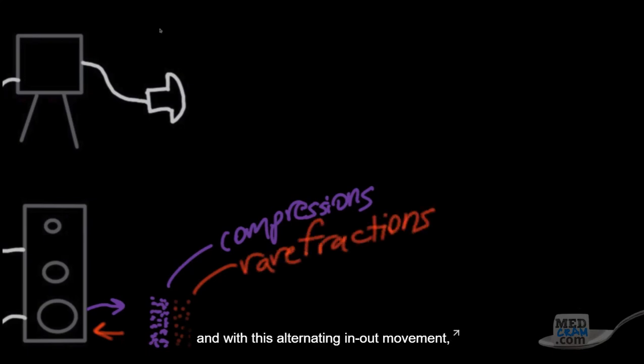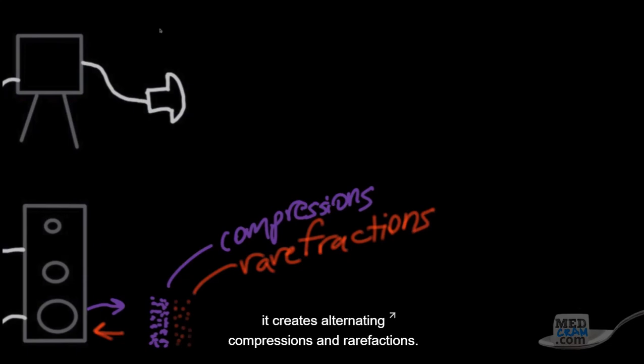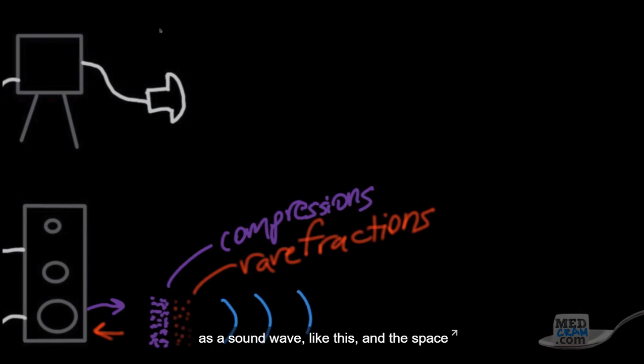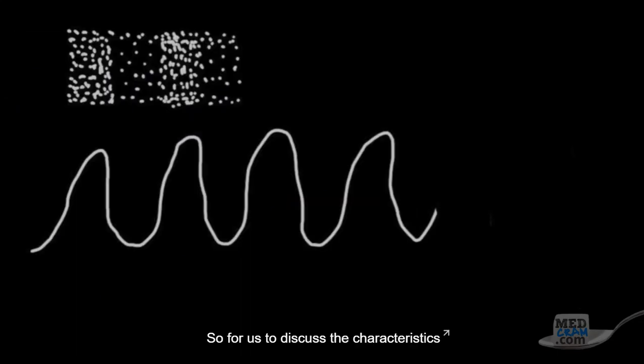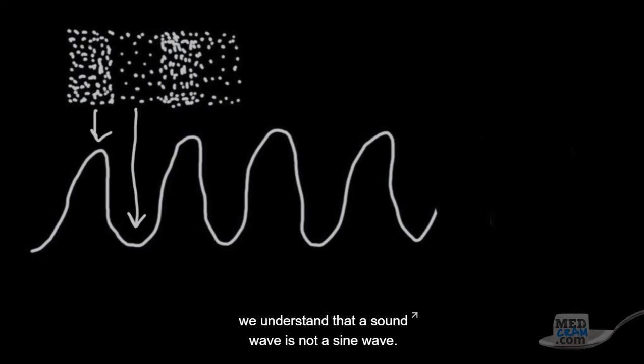And with this alternating in-out movement, it creates alternating compressions and rarefactions. For this course, we will illustrate compressions as a sound wave, like this, and the space in between them as rarefactions. So for us to discuss the characteristics of a sound wave, it's much easier to depict the compressions as peaks on a sine wave and the rarefactions as troughs on a sine wave, although we understand that a sound wave is not a sine wave.